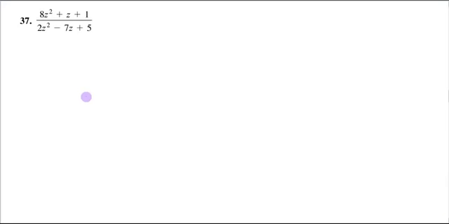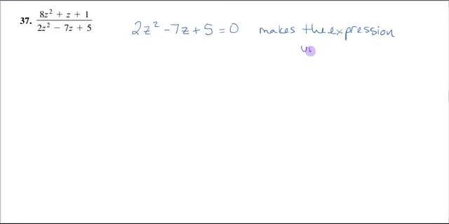What about this expression? It's not so easy to look at a problem like this and be able to pick out right away what makes the expression undefined. But the definition of being undefined is that the denominator, so we'll go ahead and write out what the denominator is, if that denominator equals 0, then that makes the expression undefined. So we're going to try and factor this.